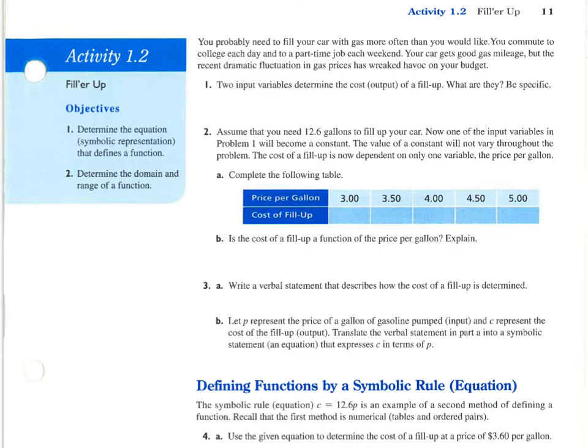So number one here, two input variables that determine the cost of a fill-up. When you go to the pump, there's two things that determine what you're going to pay. One is the number of gallons that you pump, and the second is the cost per gallon.